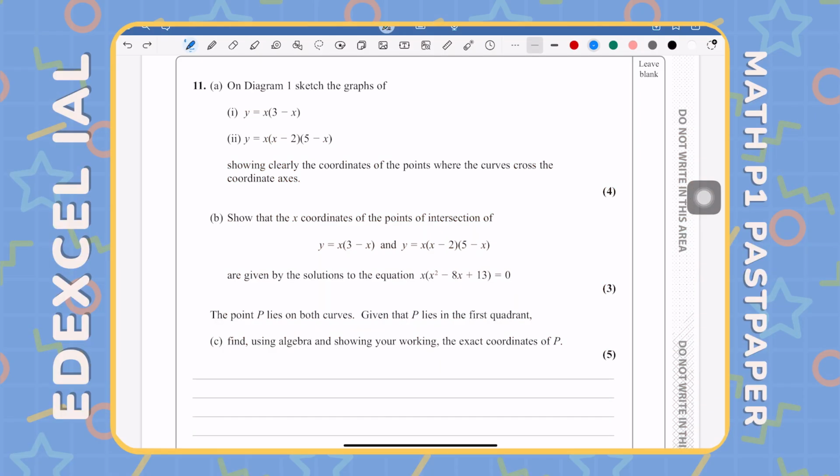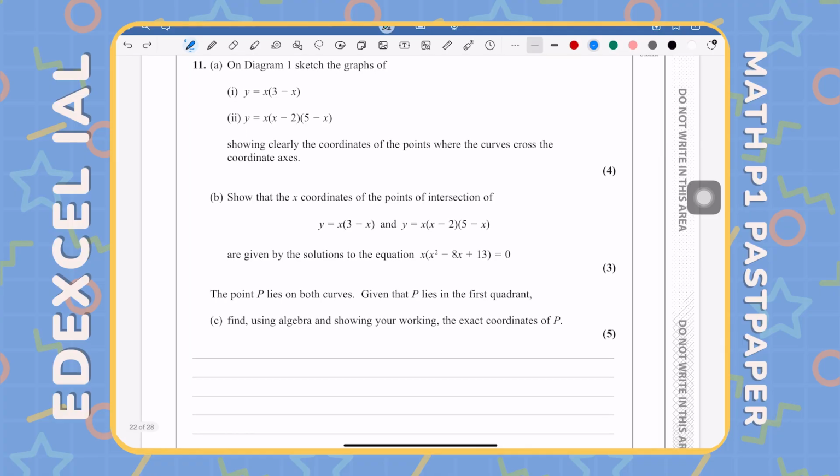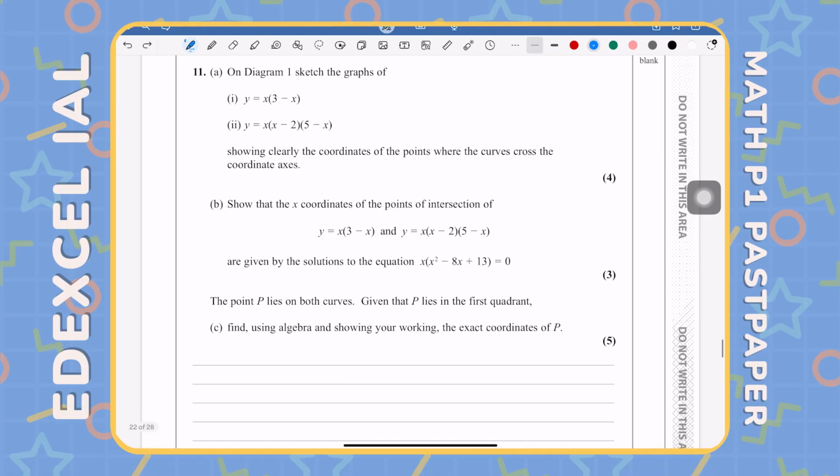Okay, now let's solve question number 11. Question number 11 says on diagram 1, sketch the graph of y equals x times 3 minus x. Okay, so that's one graph that we have to sketch, one diagram. And the other is x times x minus 2 times 5 minus x.